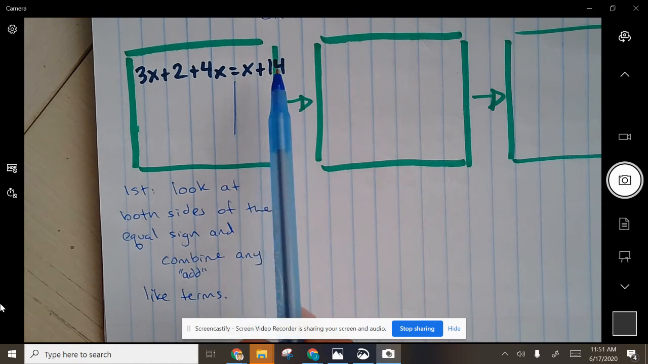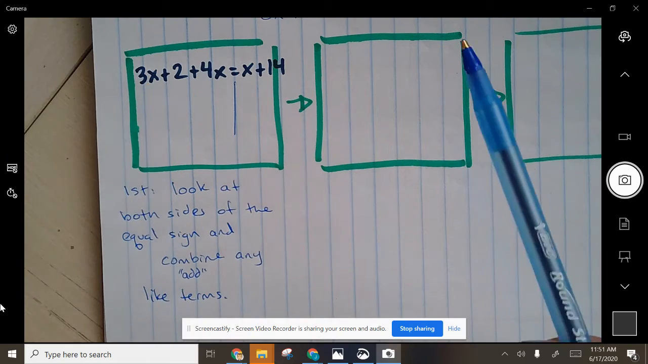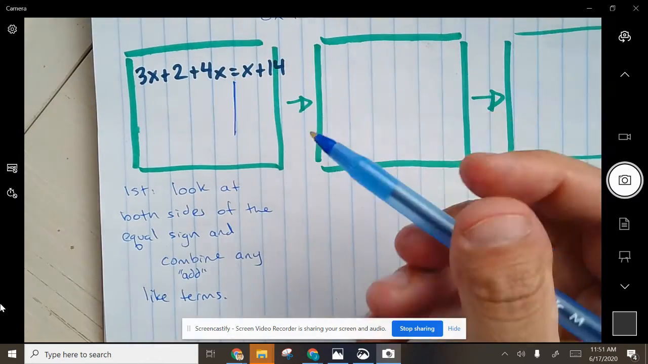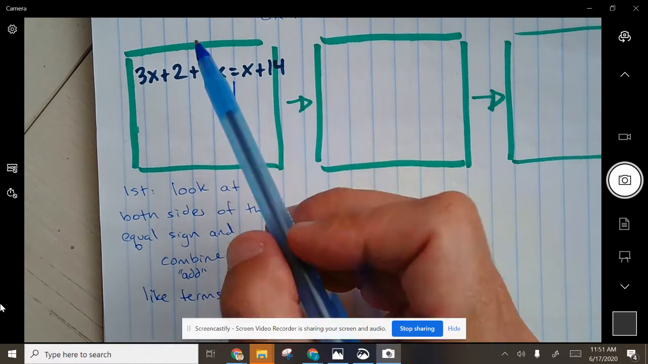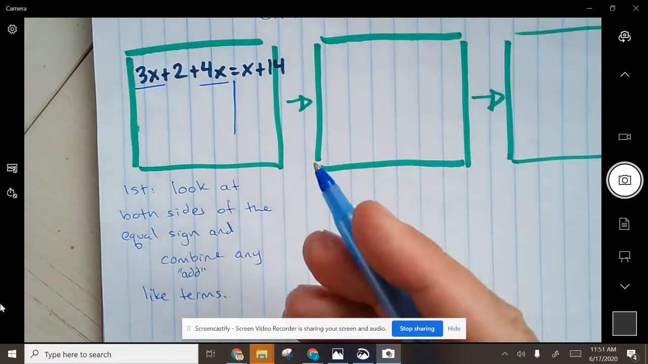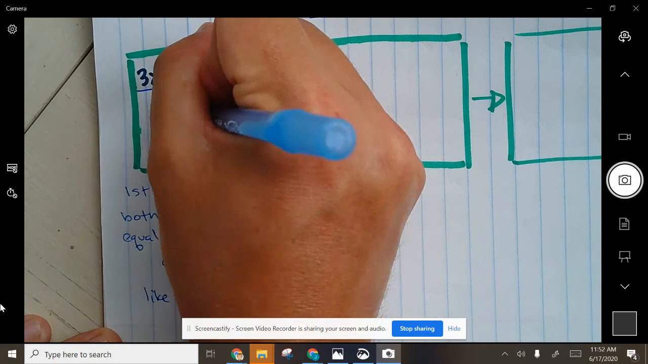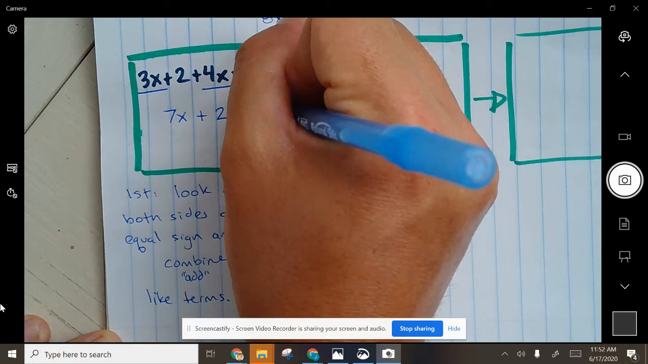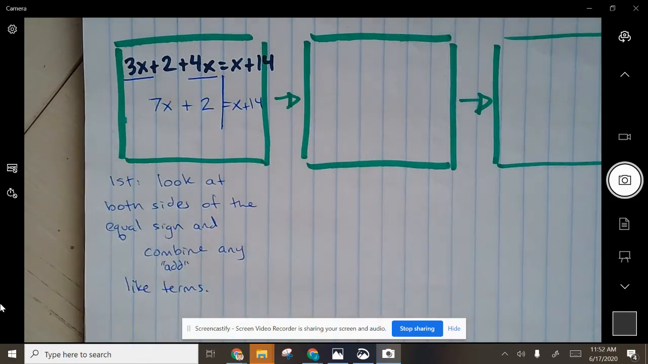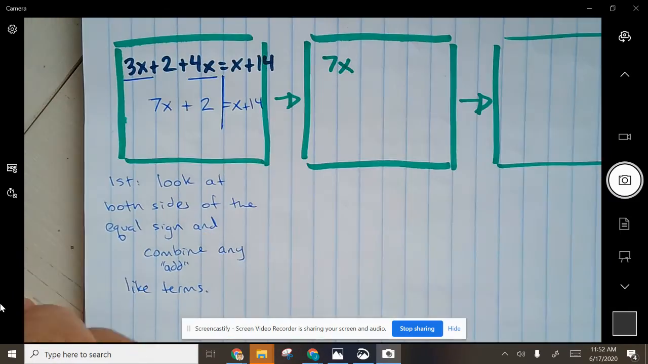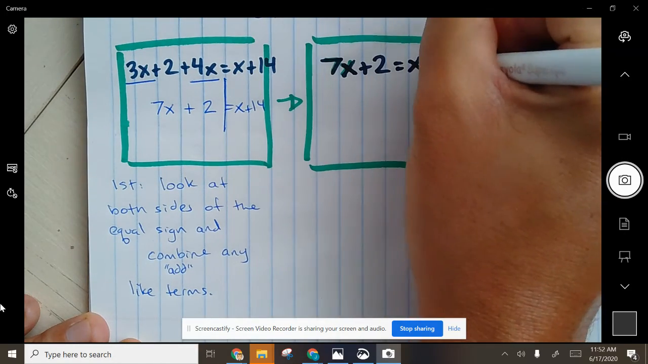When I look on this side, these are all terms. 14 is a term, x is a term, 4x is a term, 2 is a term, and 3x is a term. I can't combine any of these two terms because they're not the same, okay? And you can only do it on the same side. But if I look to this side, look what I can combine. 3x and 4x are like terms. So that becomes 7x plus 2 equals x plus 14. All right, look what I did there. I combined the 4x and the 3x. So then I get 7x plus 2 equals x plus 14.